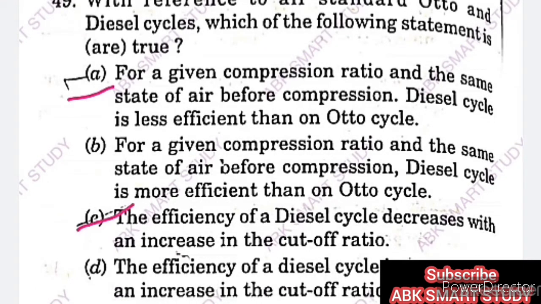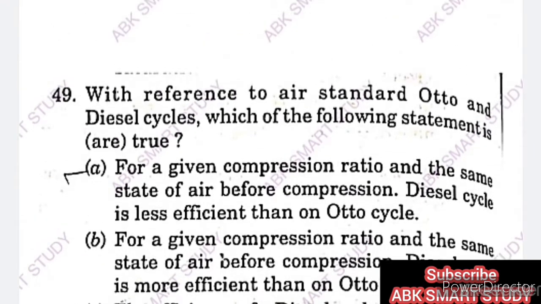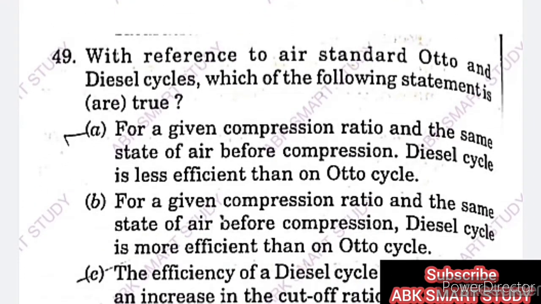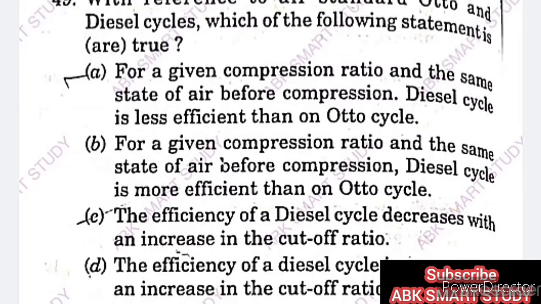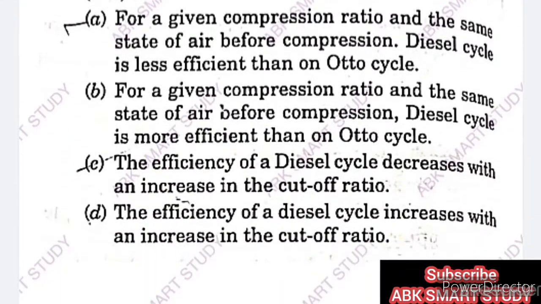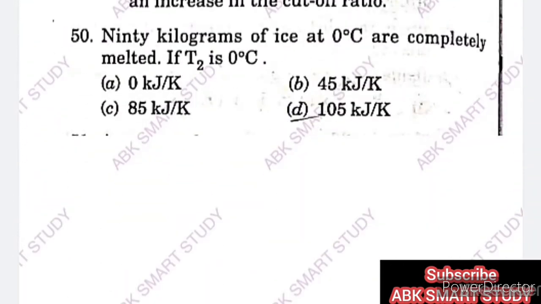Which statements are true? That is A and C, with reference to air standard Otto and diesel cycles. So options A and C are the correct answer. Next question.